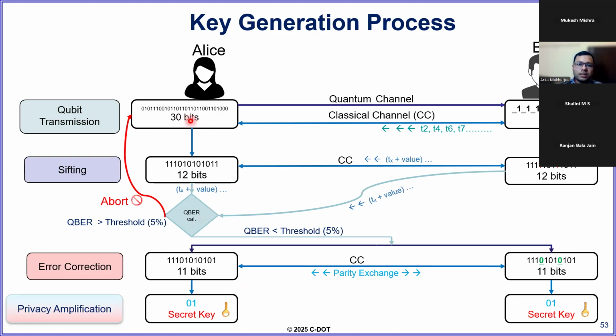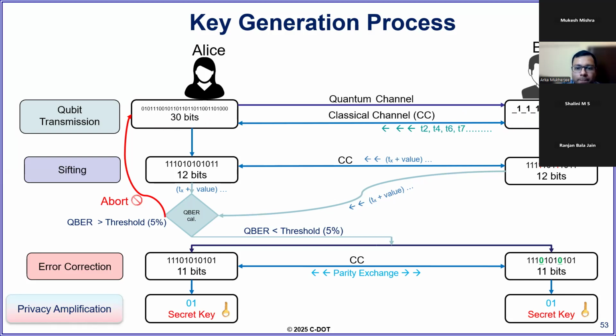Bob will choose a particular random basis and then detect what is transmitted. Actually, here we took 30 bits and we got 12 bits because of the channel attenuation. There is no basis mismatch here because only the 12 reached there. I didn't get why basis mismatch is not there.